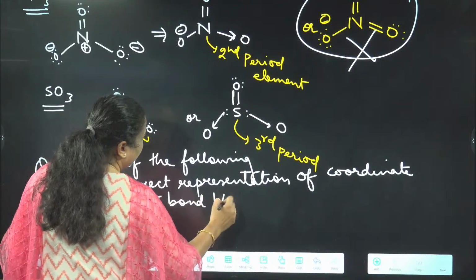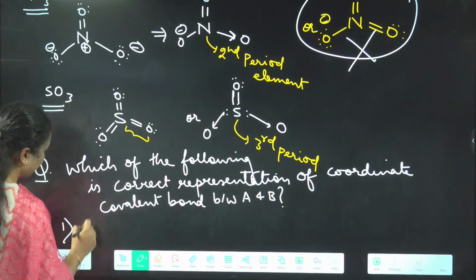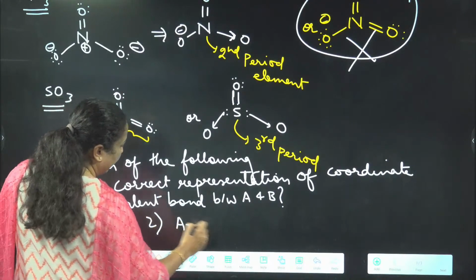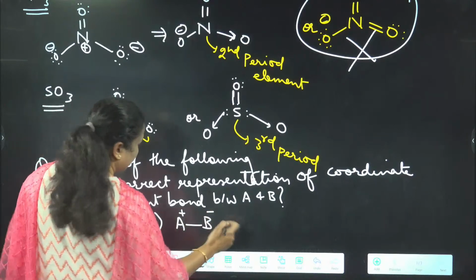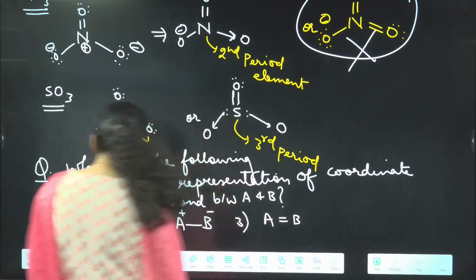Between A and B, suppose I give you A gives you B, like A arrow B. Second one is A plus B. Third, you are writing A double bonded to B. But this is like A is the donor atom, right?